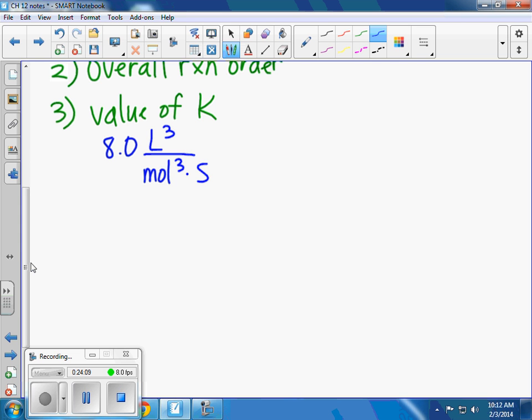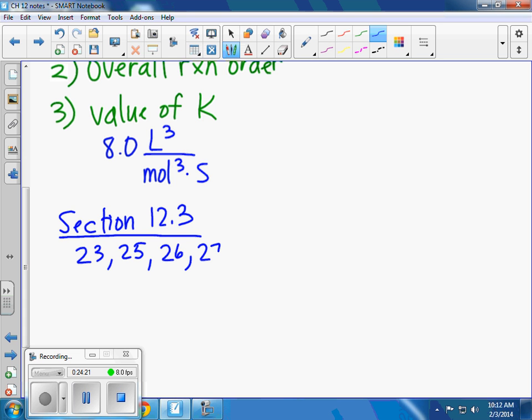Same thing. So in your book, I don't know the page number, but it's section 12.3. And I want you to work on questions 23, 25, 26, 27, and 30. And like I said, tomorrow if you're in class, we're going to work on these. I'm not going to do any more lecturing. We're going to work on these and then get ready for our lab on Wednesday. So if you are going to be here, you'll have plenty of time too.